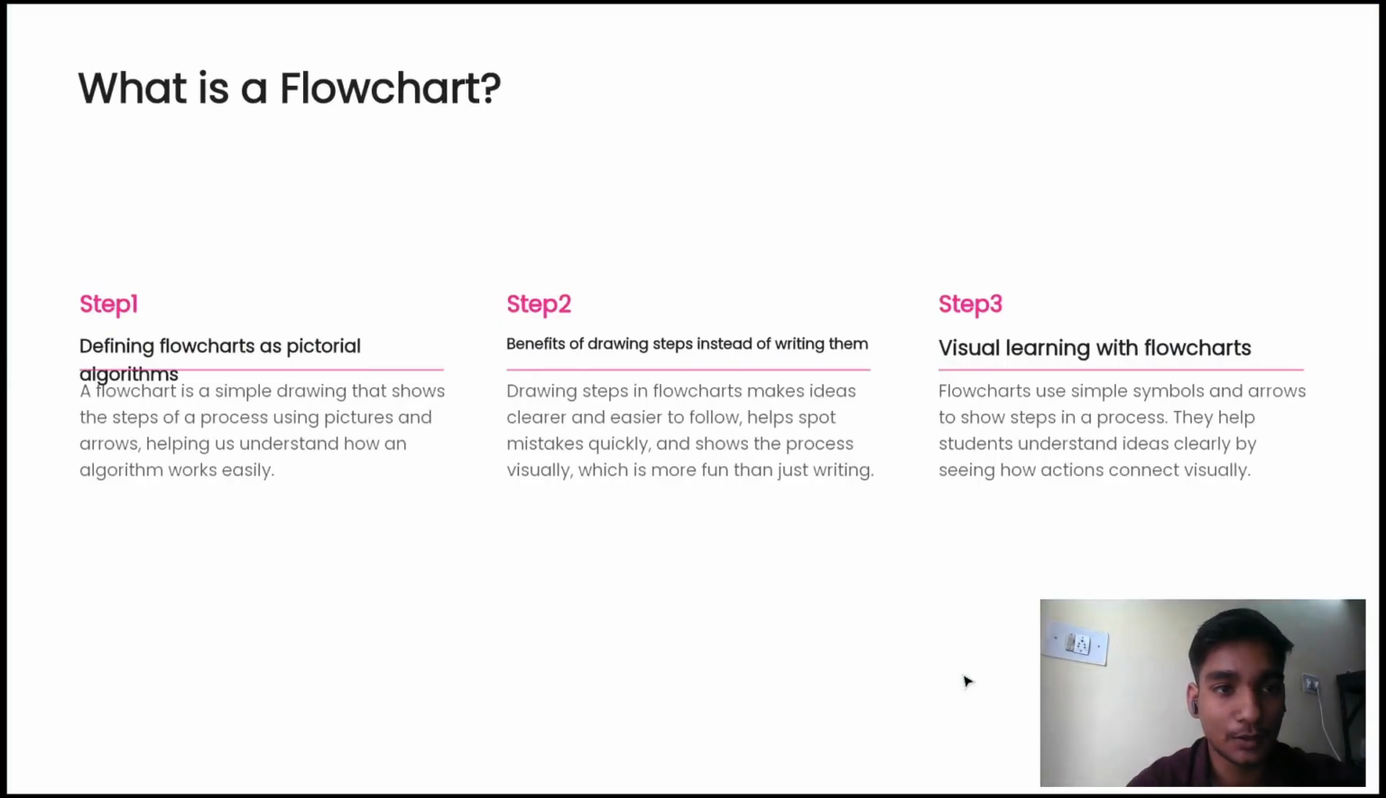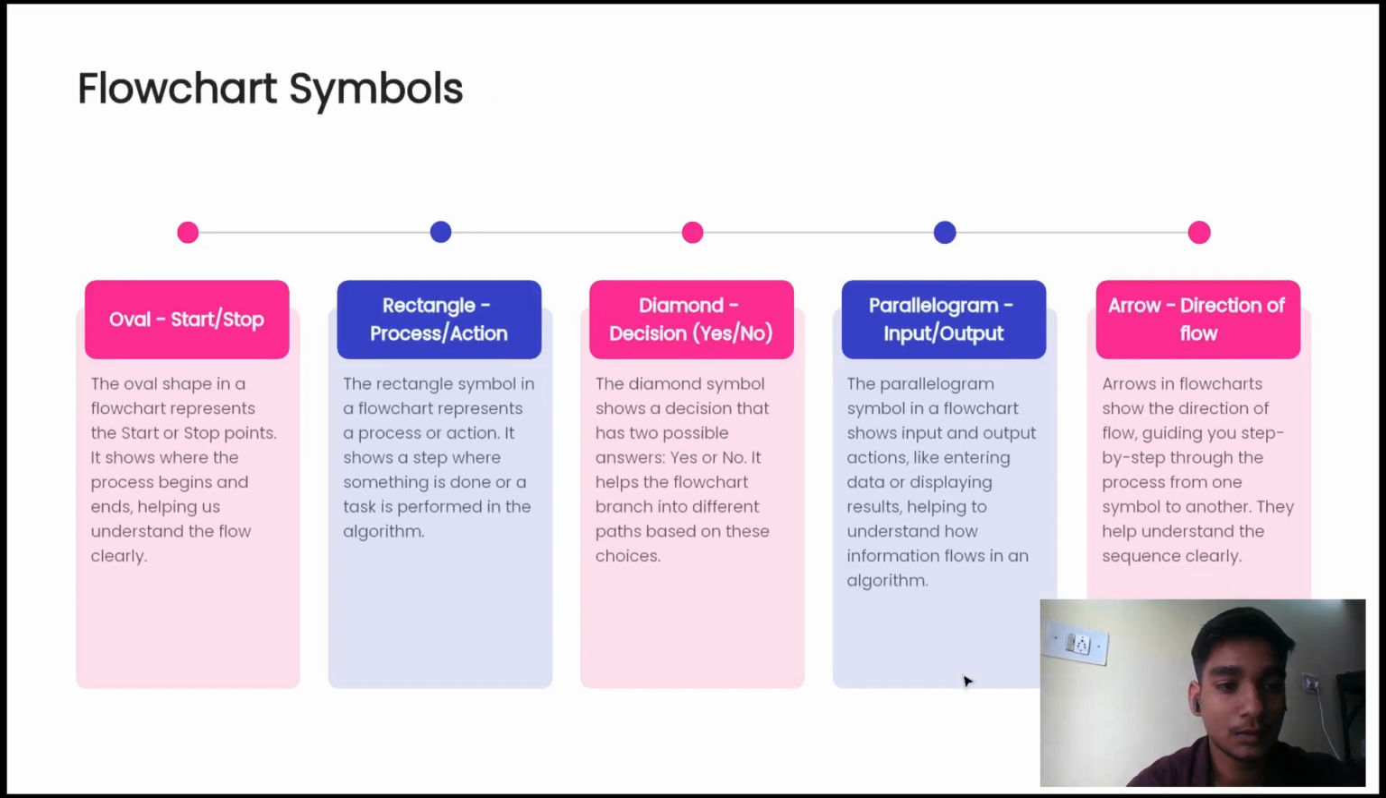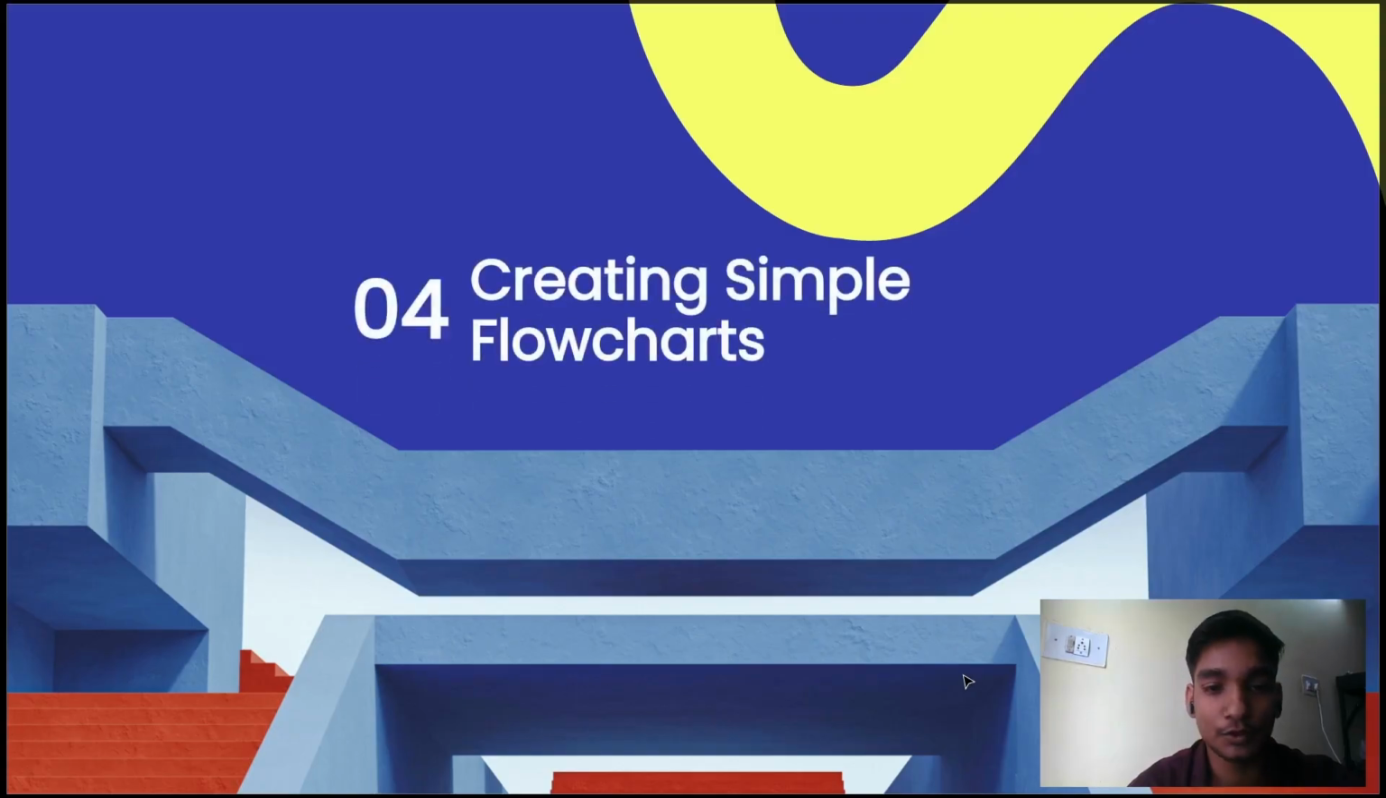Now let's make a simple flowchart. We start with the oval for start, then we draw a parallelogram for input of two numbers. Next, a rectangle for adding the numbers, then another parallelogram to display the result, and finally another oval shape for stop. All these shapes are connected using arrows to show the order. This is how our simple algorithm turns into a nice, easy, and readable flowchart.